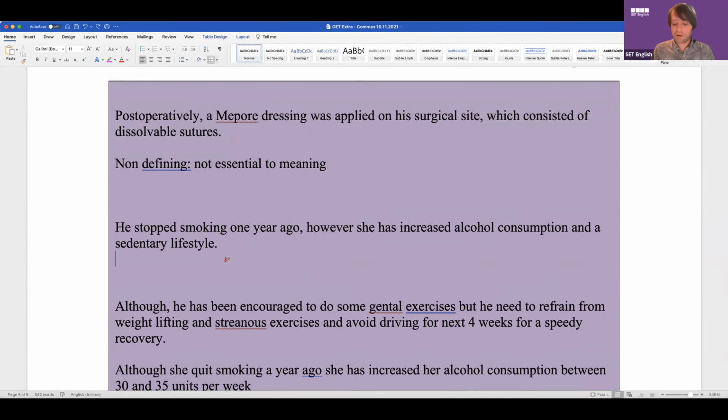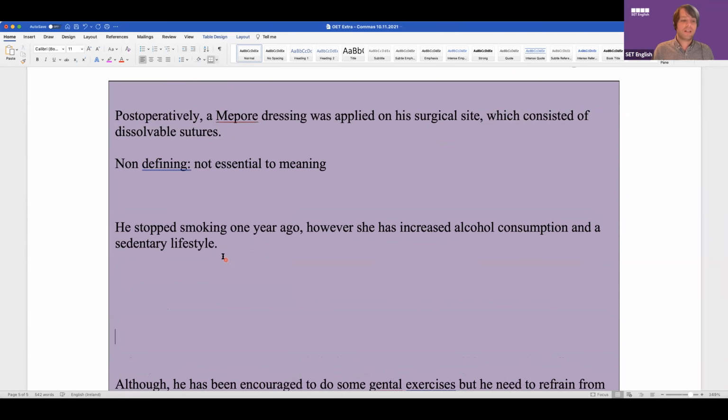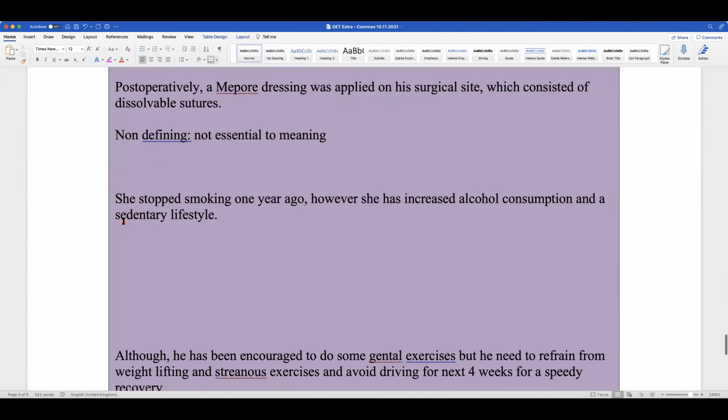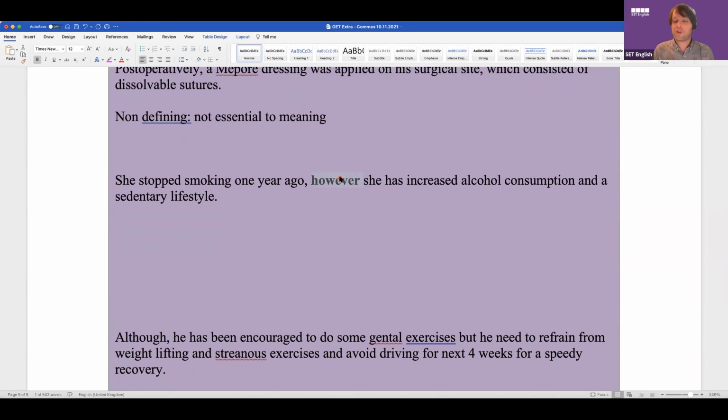"He stopped smoking 1 year ago, however, she has increased." Let's say this is "she" as well. Okay. What's the error here? We don't need a comma. We need a comma after "however." Is that a conjunction? Yeah, it is. Okay. So shouldn't it be correct? Comma, however, comma. We need both commas around "however." Exception to the rules, guys.